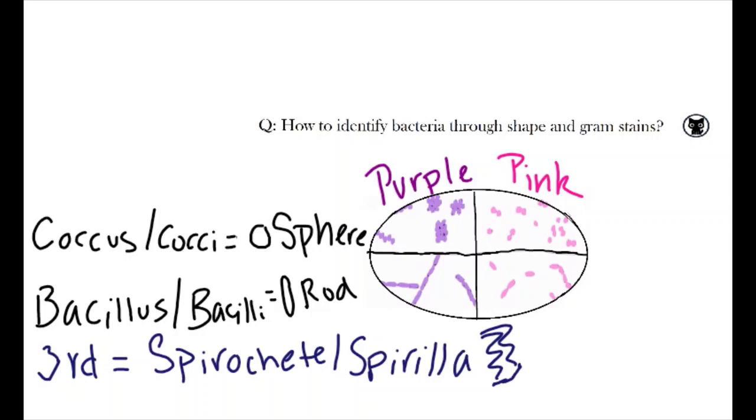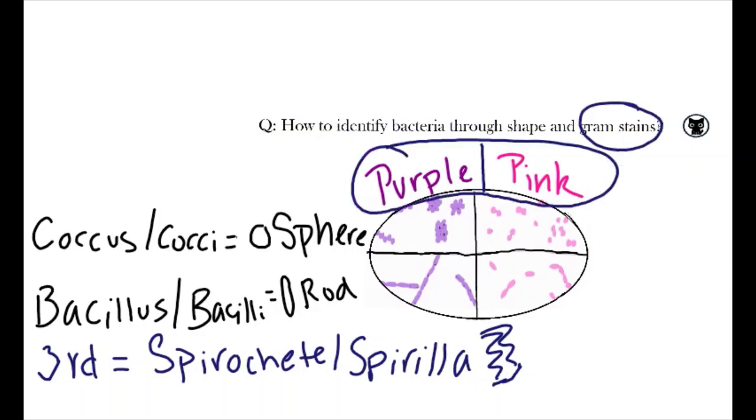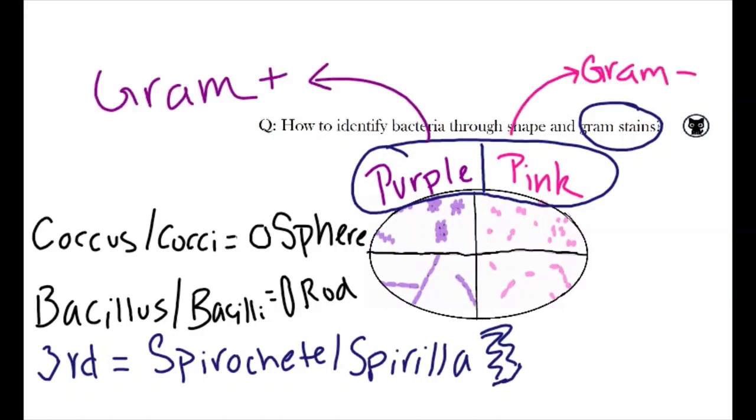These are two of the three main shapes that bacteria can take, with the third being a spirochete, with multiple called spirilla, and they take a squiggle-like shape. Now the color of that bacteria comes from a special stain called a gram stain. The purple-colored bacteria is what we call gram-positive, while the pink is called gram-negative.